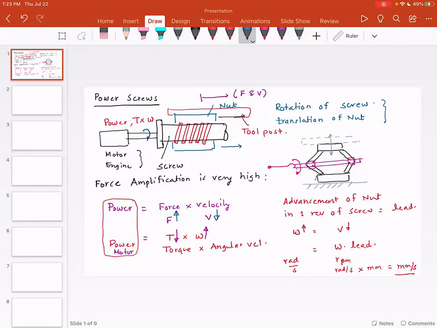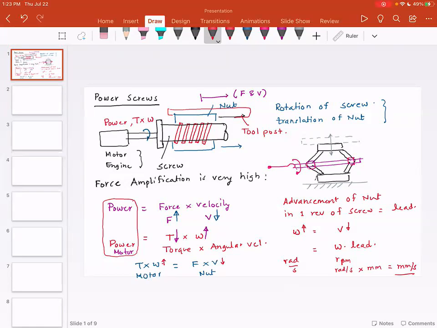So what we have is T times omega, this is on the motor side, is equal to F times V, this is on the nut side. So by manipulating the values of omega and V, we are able to achieve the force amplification. And that's why the screw jack can lift the vehicle.